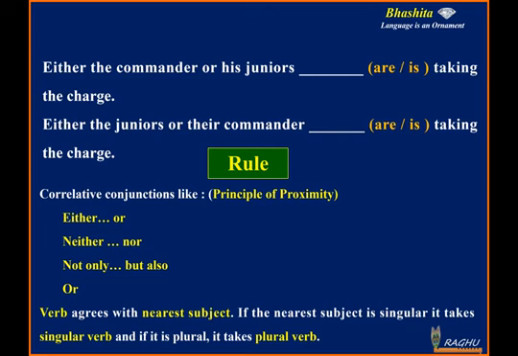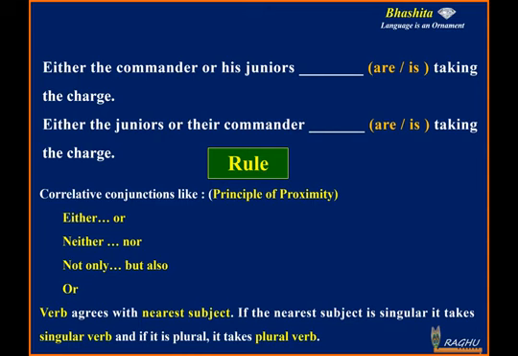So what does it mean by principle of proximity? The verb agrees with the nearest subject in a sentence, and that rule is named as principle of proximity. It is quite applicable for correlative conjunctions like either or, neither nor, not only but also.